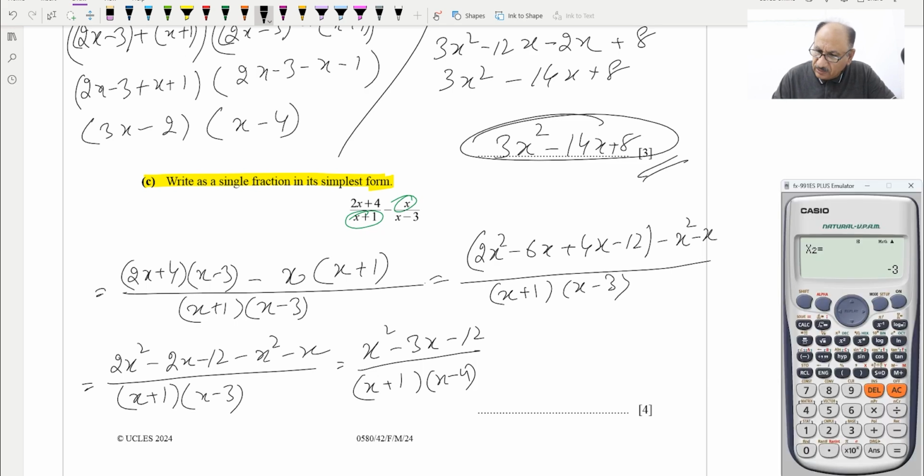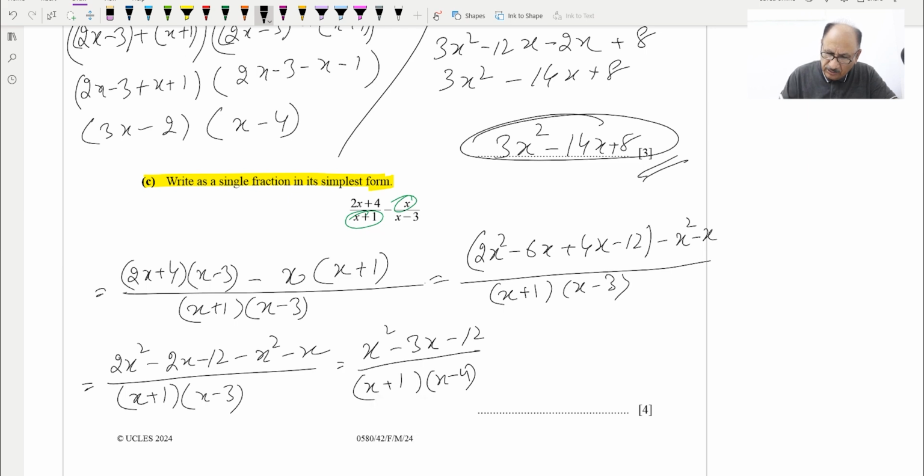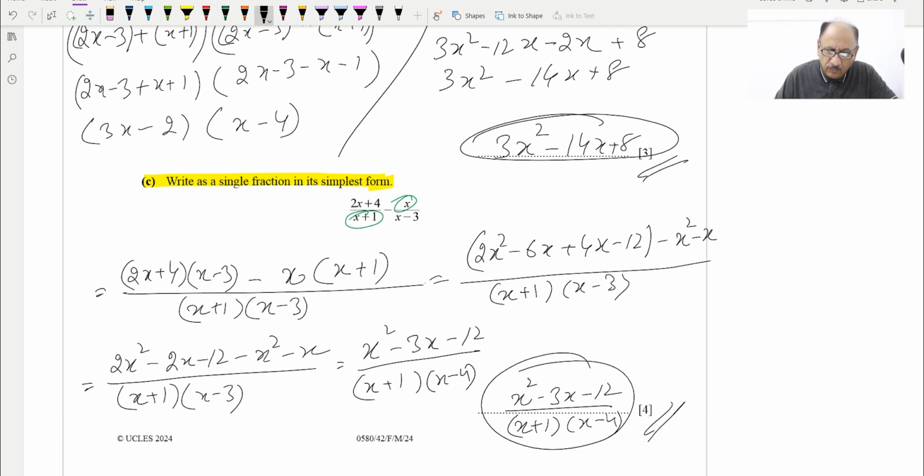Now if we check whether factorization of the numerator is possible or not, we will take 1 and minus 3 and minus 12, and this is giving us the decimal answer, so there is no use of factorizing this, so we will keep it as it is. This will be our answer because cancellation is not possible. Decimal answer is coming for the numerator, so I'm just writing this, and this will be the final answer for 4 marks. Hopefully you understand this.